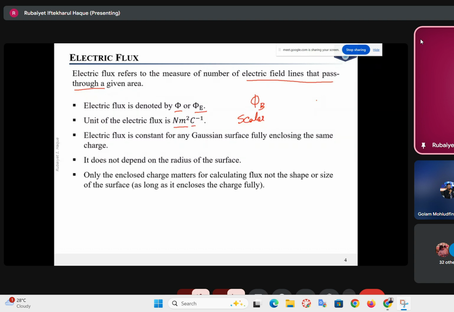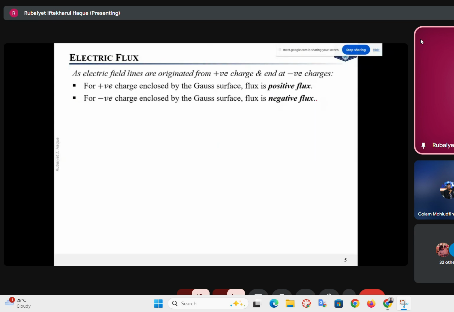Now move to a few characteristics and behavior of the electric flux and the electric field line. আমরা দেখি কিছু প্যারামিটার। As we know, the electric field line originates from the positive charge and terminates at the negative charge. So from that point of view, if the Gaussian surface encloses a positive charge, then your flux is positive and it is known as a positive flux. If the Gaussian surface encloses a negative charge, your flux is considered negative and it is known as a negative flux.